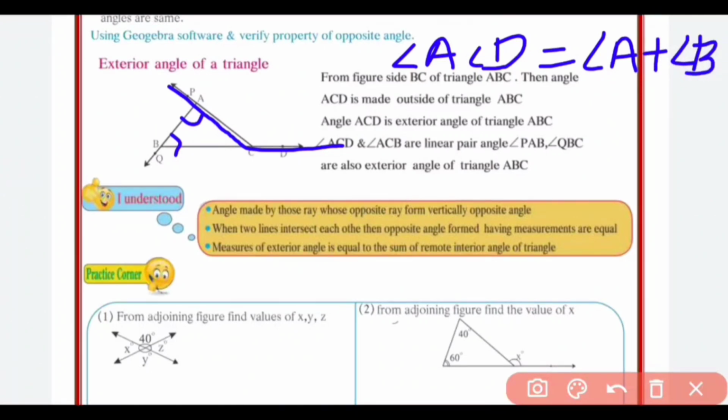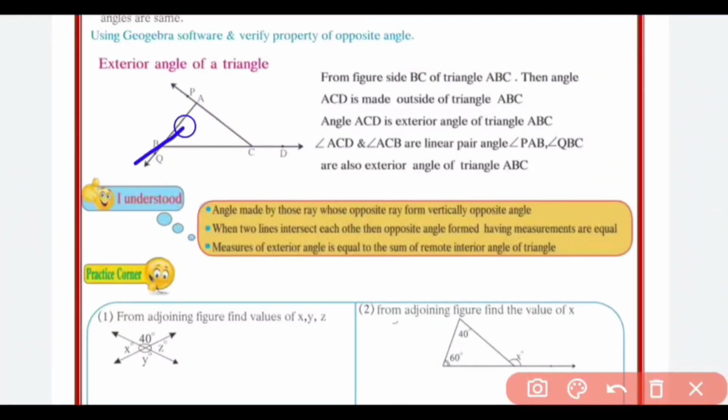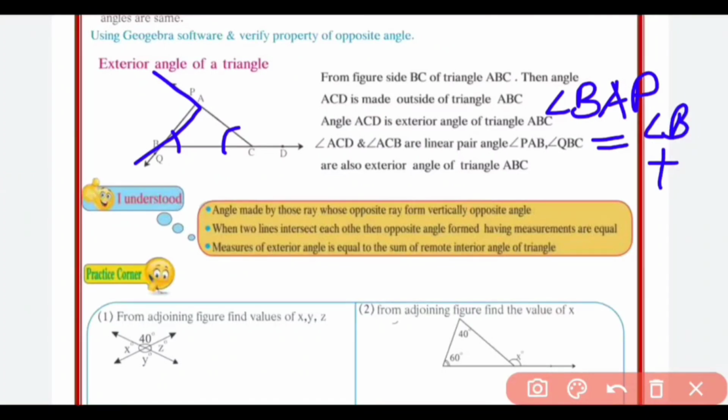Similarly, if you see this angle BAP, this is also an exterior angle. It will be equal to the measure of its remote interior angles. Let me rub this out first. This is BAP. So angle BAP will be equal to the remote interior angles. Angle B and angle C will be remote. They will not be close. So angle B plus angle C.